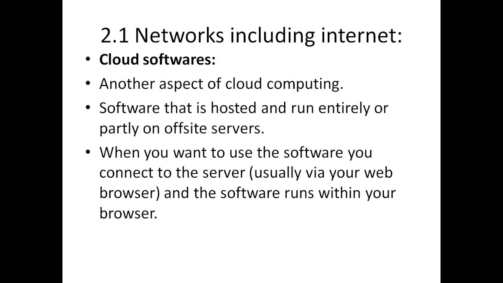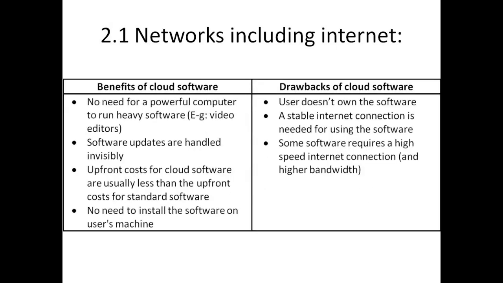Next, we have the second type of cloud computing, which is known as cloud software. It is another aspect of cloud computing where software is hosted and run entirely or partly on off-site servers. When you want to use the software, you simply connect to the server through the World Wide Web or your web browser, and the software runs within your browser and does all the work for you. You don't have to install it on your system.